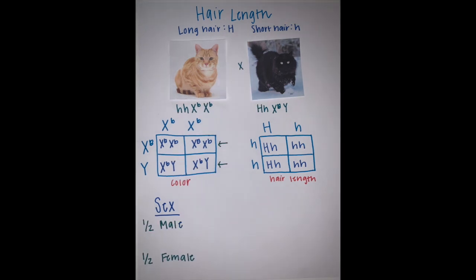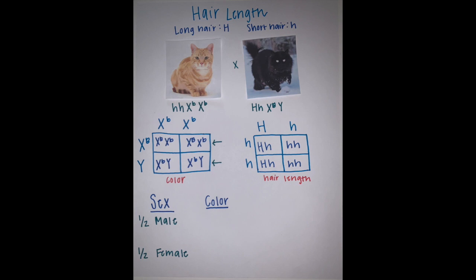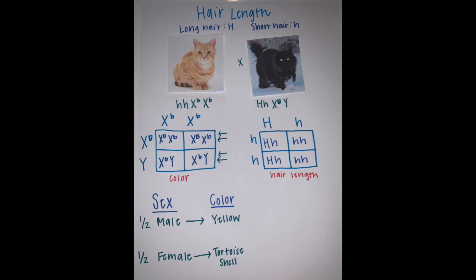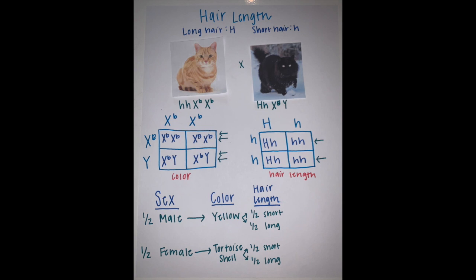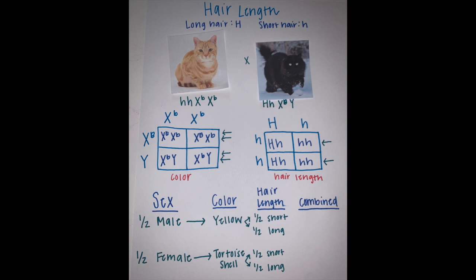As we can see, half of the offspring will be female, while half will be male. Next, we will look at color. From the Punnett squares, we can tell that all of the males will be yellow, and all of the females will be tortoiseshell. Moving on to hair length, half of our males will have short hair, and half will have long, and the same will go for females.